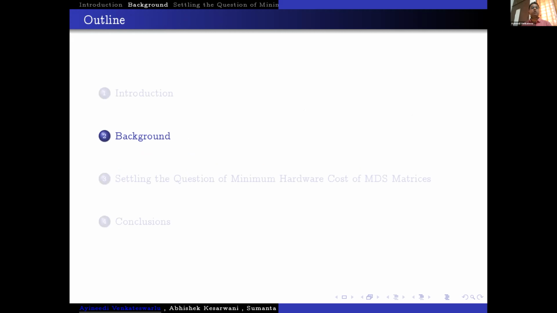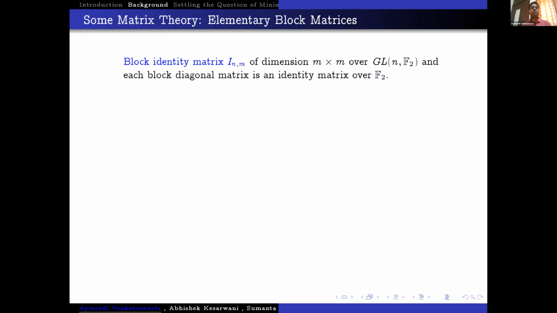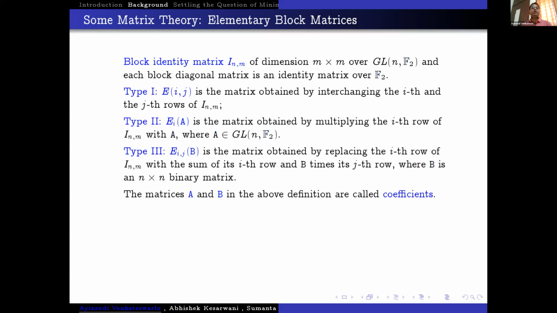Now we present some preliminary results used in establishing the lower bound. As you know, elementary matrices are related to elementary row operations, and these are obtained by applying elementary row operations on the identity matrix. A block identity matrix of order m over GL(n, F2) is denoted by I_nm. This is nothing but the identity matrix of order mn over the binary field, viewed in block form.